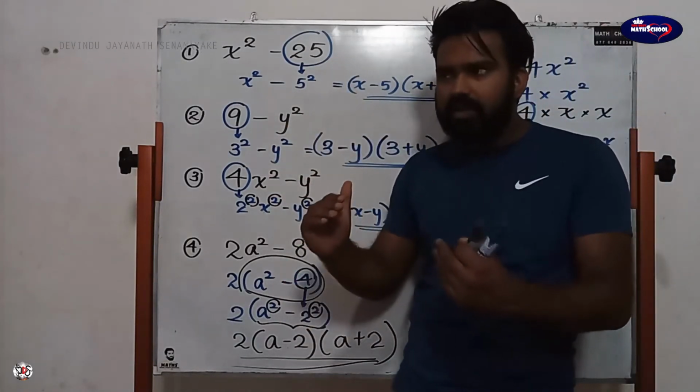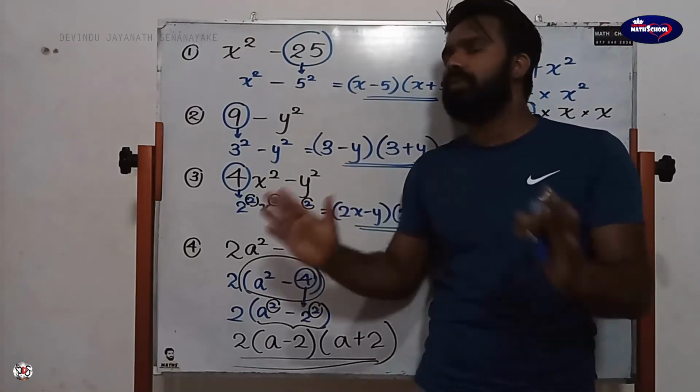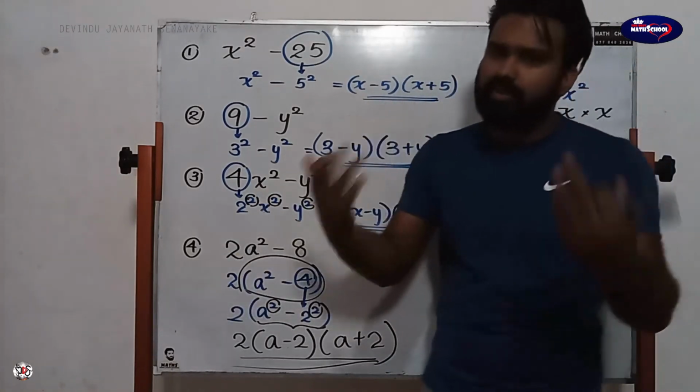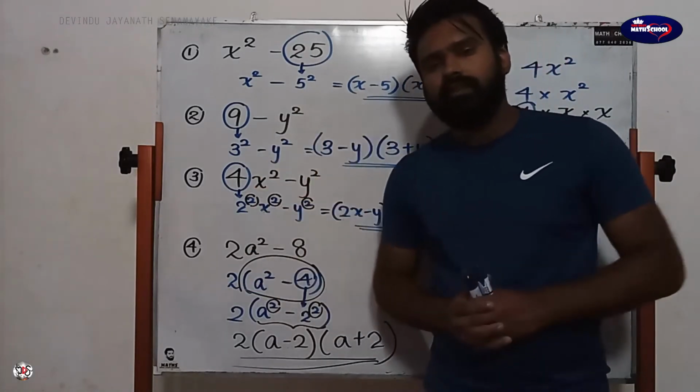So try the first one, take the common factor. If there are no common factors, move to the trinomials. If it is not a trinomial one, then move to the difference of 2 squares, right?